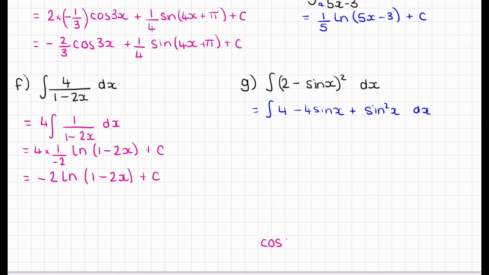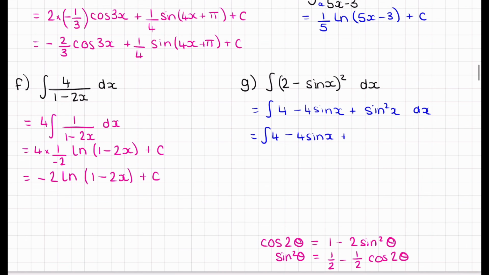So one of the ones we know already is that cos 2 theta equals 1 minus 2 sine squared theta. To get rid of a squared in there with our sine and cos, this is the one we need to use, but we need to make this sine squared theta equals. When we rearrange that, what it will actually give us is that sine squared theta equals a half minus a half cos 2 theta. And so that's what we're going to replace sine squared theta with here. Means we'll get the integral of 4 minus 4 sine x plus a half minus a half cos 2x dx.